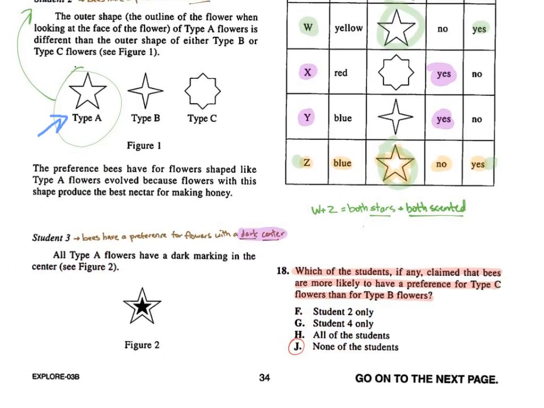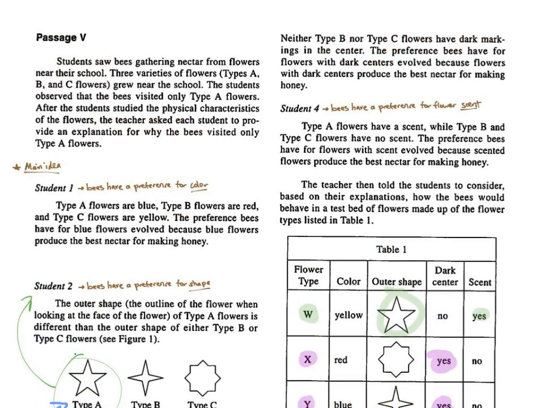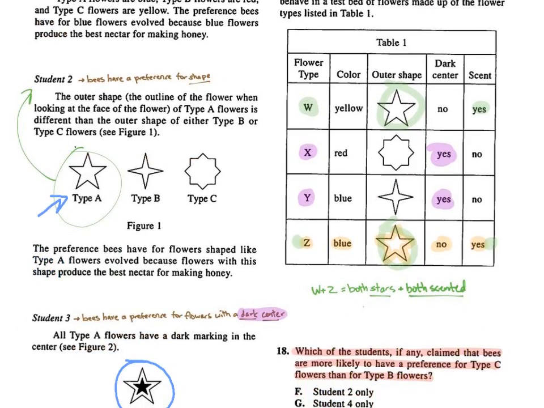Student 3 says that bees have a preference for flowers with a dark center. So they have a center of the flower that is darker. And student 4 says that bees have a preference for flower scent, and that type A flowers have a scent, but B and C do not have a scent, so that's why they're not attracted to them. And then Table 1 had 4 different flower types that we're going to use later to make some predictions.